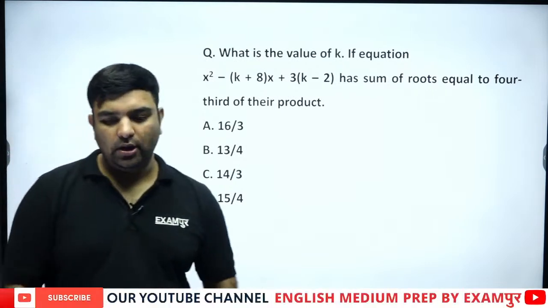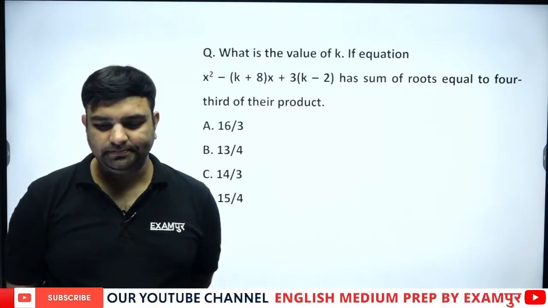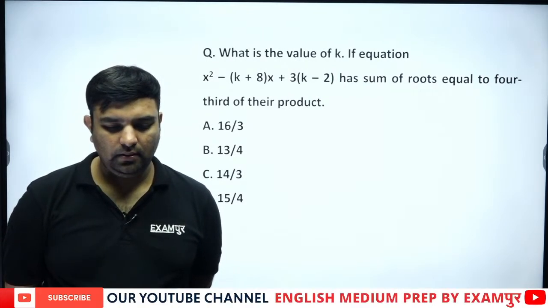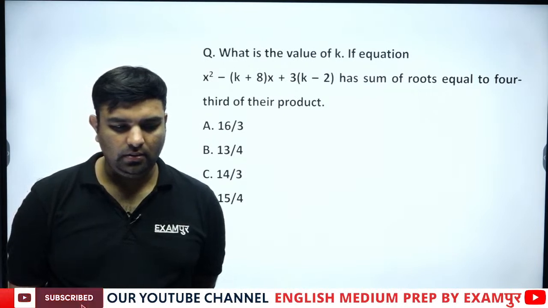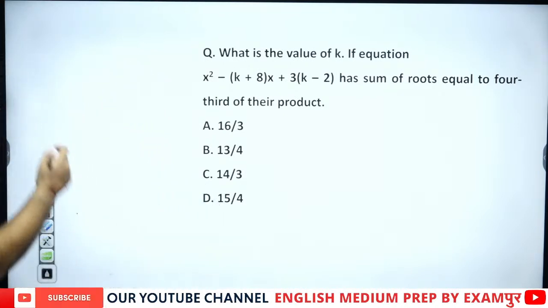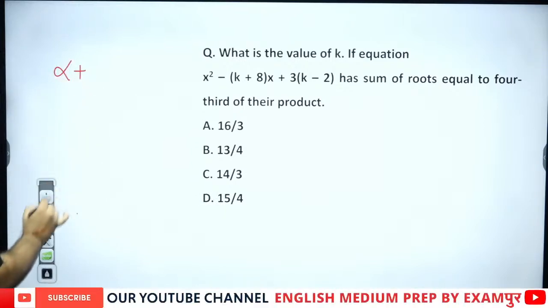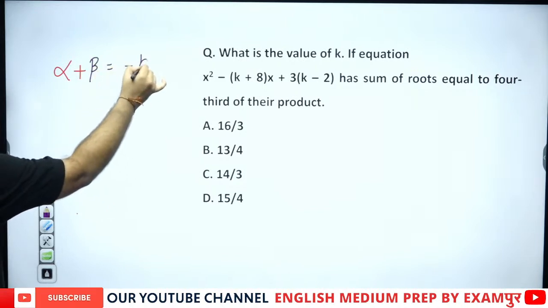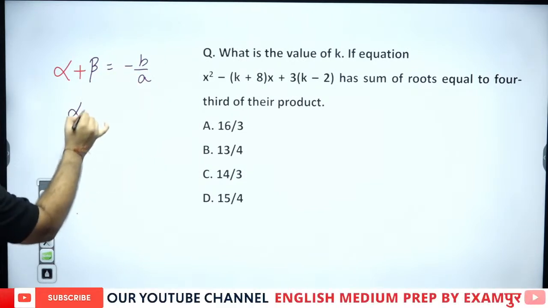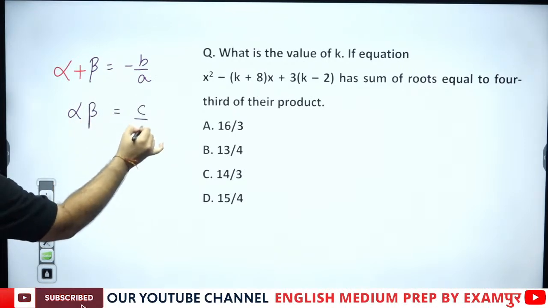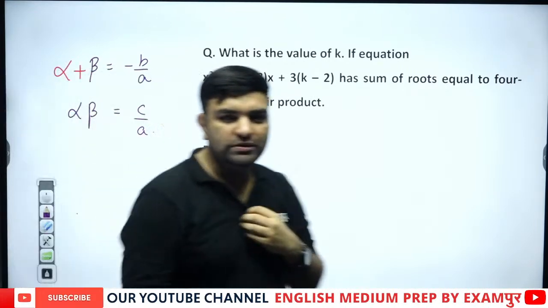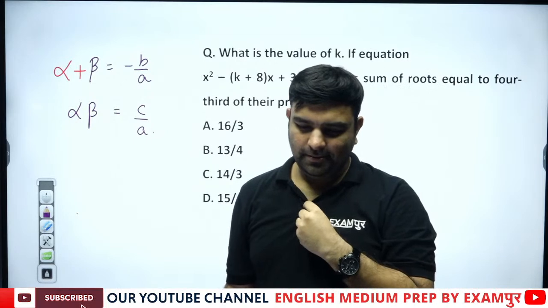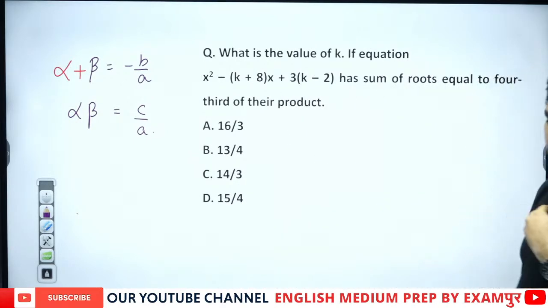Quadratic equations. Sum of roots is alpha plus beta, which is equal to minus b upon a. And product of roots is equal to c upon a.